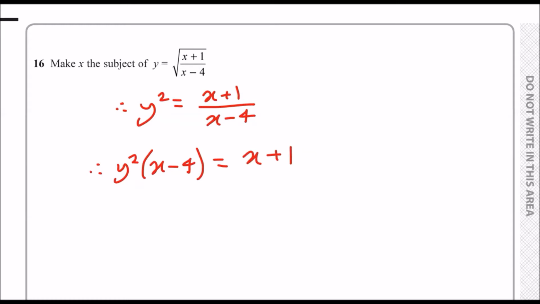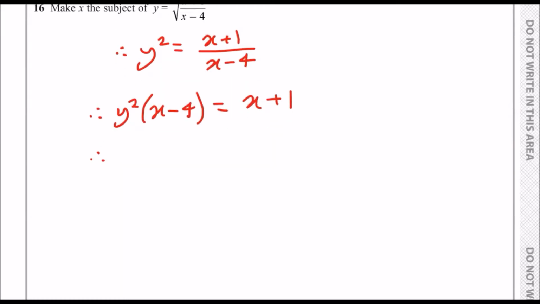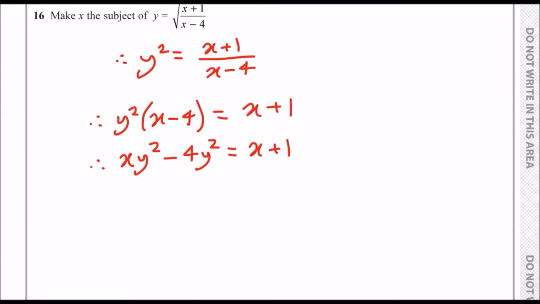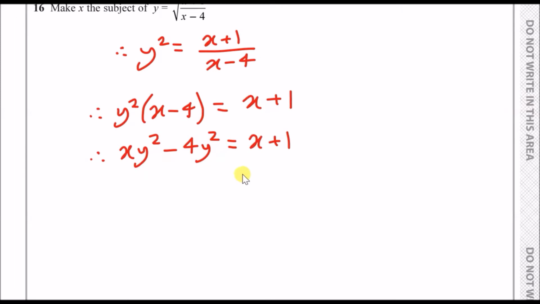Now let's go ahead and expand this. So we're going to now get y squared times x is xy squared, minus 4y squared equals x plus 1. Now, because you want to make x the subject, we want to move all the x terms on one side and the non-x terms on the other.